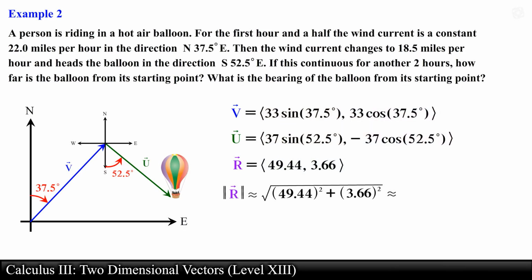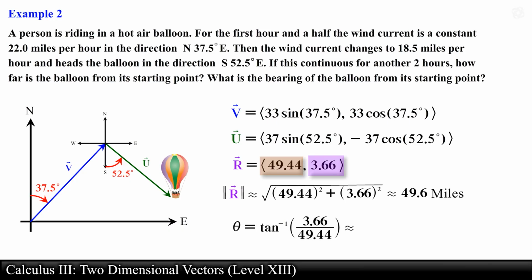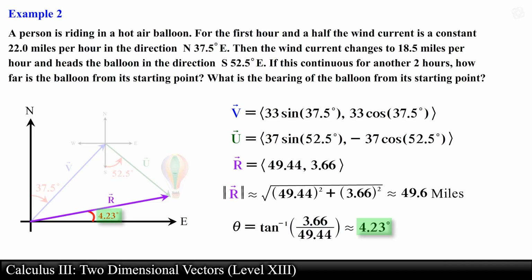Finally, we go ahead and find the magnitude of the resulting vector, which is approximately equal to 49.6 miles. We can easily find the direction by using the components of the resulting vector by using inverse tangent. Doing that, we obtain 4.23 degrees. This angle represents the angle that the vector makes with the positive x-axis. We need to take 90 degrees and subtract this angle to obtain the requested bearing. Doing that, we obtain 85.8 degrees east from north.